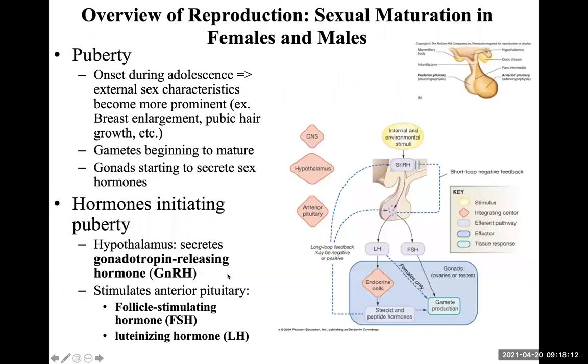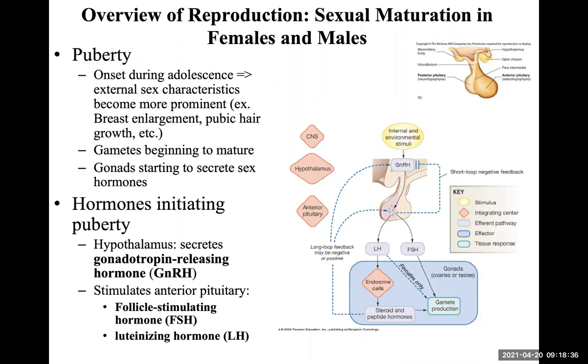Okay, so as promised, what we're going to really focus on today are the steps leading up to puberty, the hormones that are involved in puberty, and then the production of the gametes, specifically with a focus on meiosis. And in order to understand meiosis, you really have to have a good grasp on mitosis. So we'll do a little review of mitosis too.